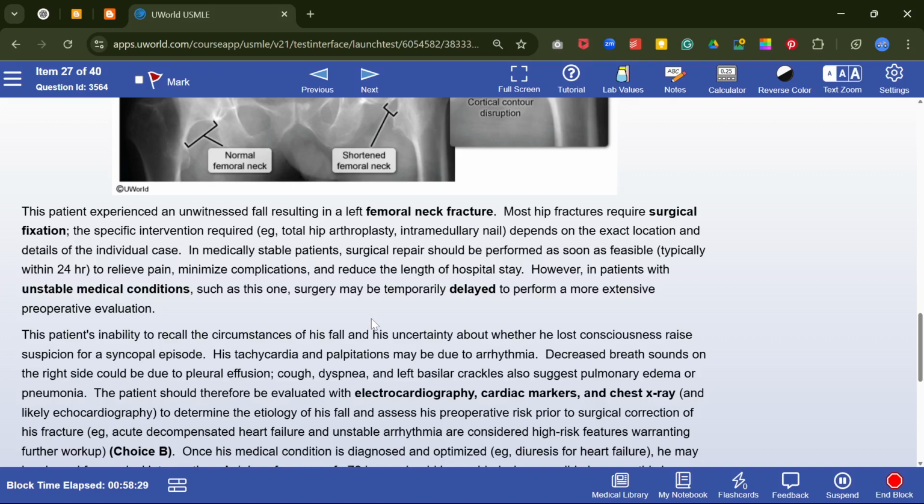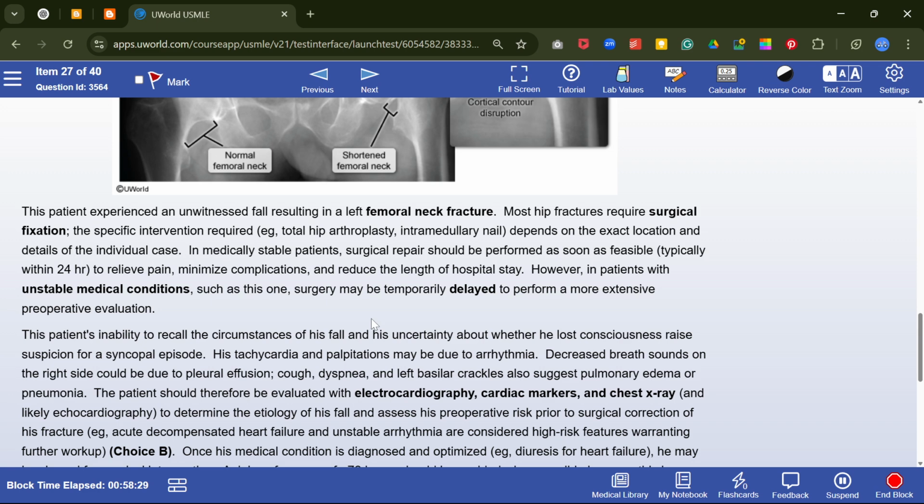So this patient experienced an unwitnessed fall resulting in left femoral neck fracture. Most hip fractures require surgical fixation. The specific intervention, such as total hip arthroplasty or intramedullary nail, depends on the exact location and detail of the individual case.